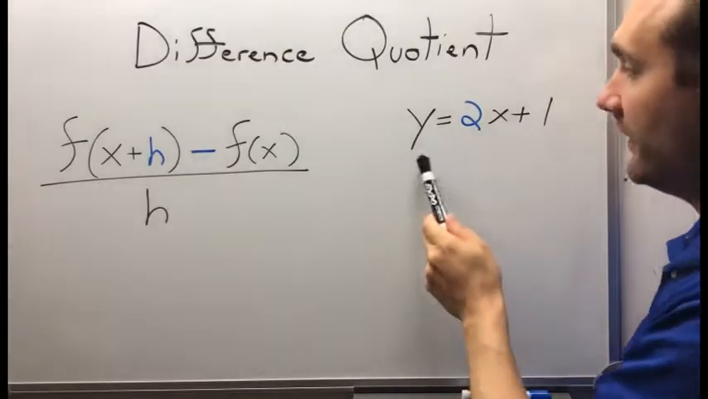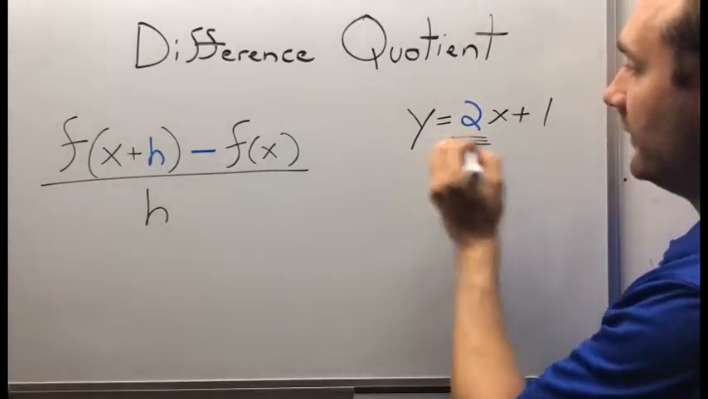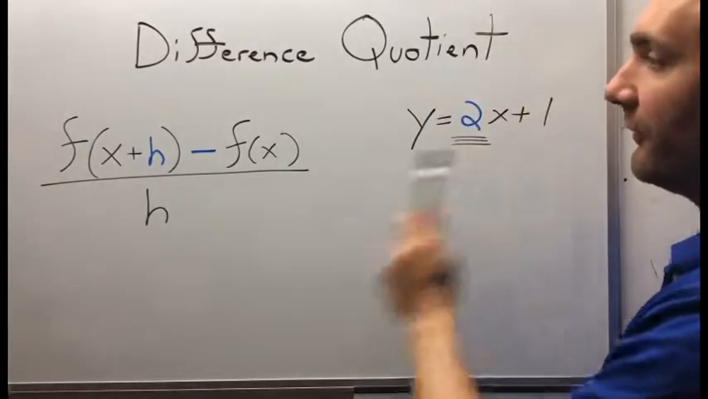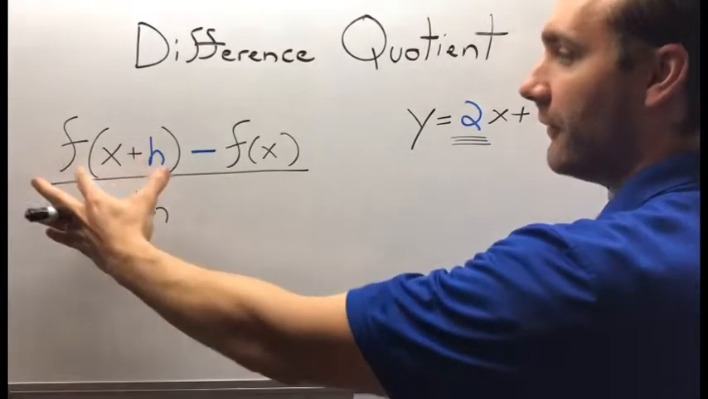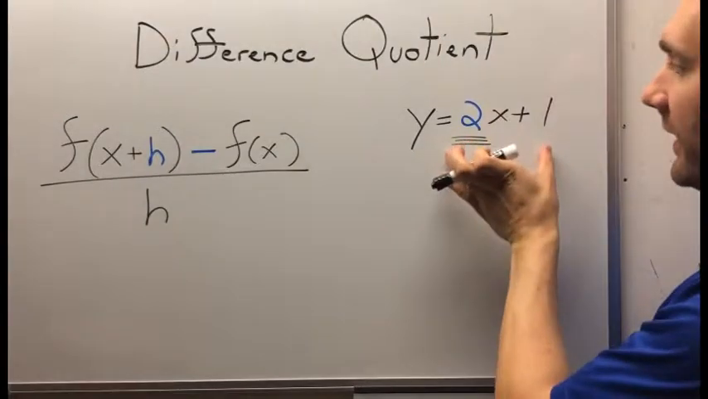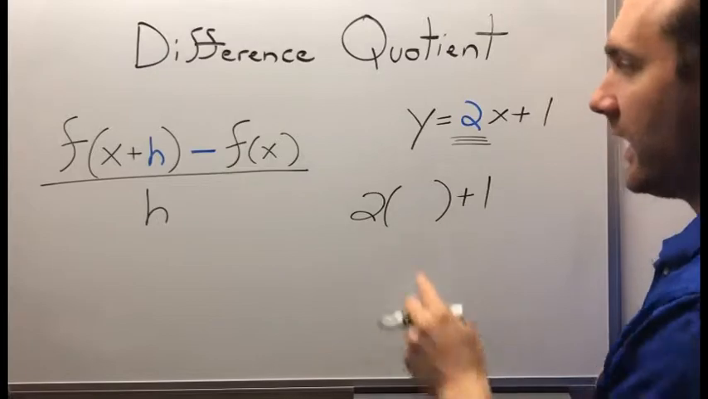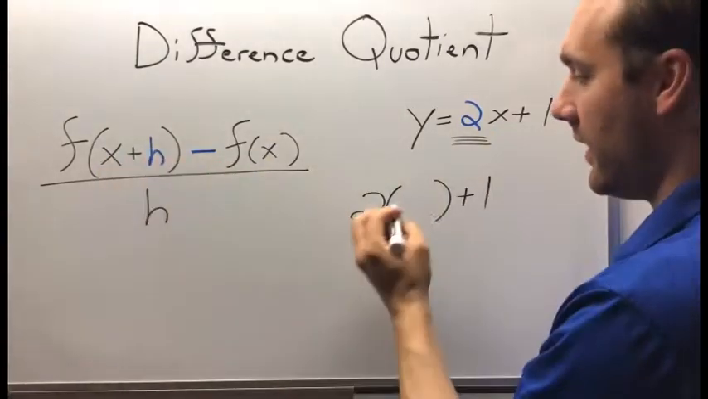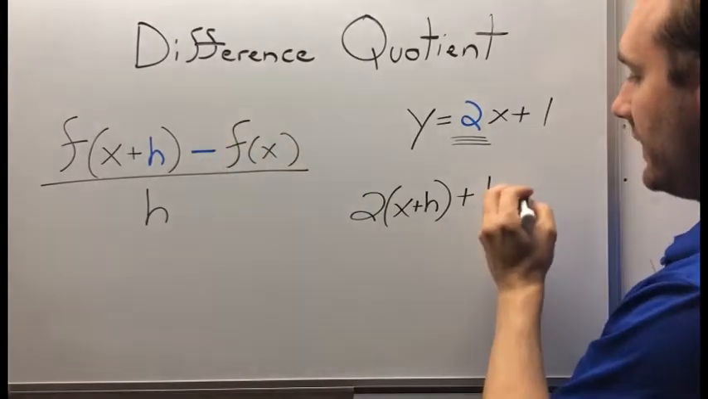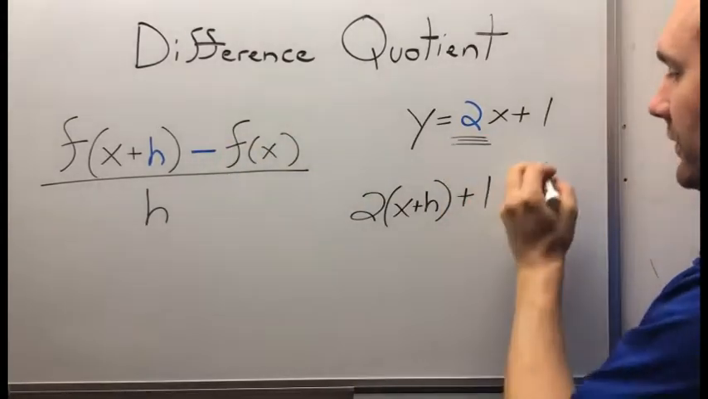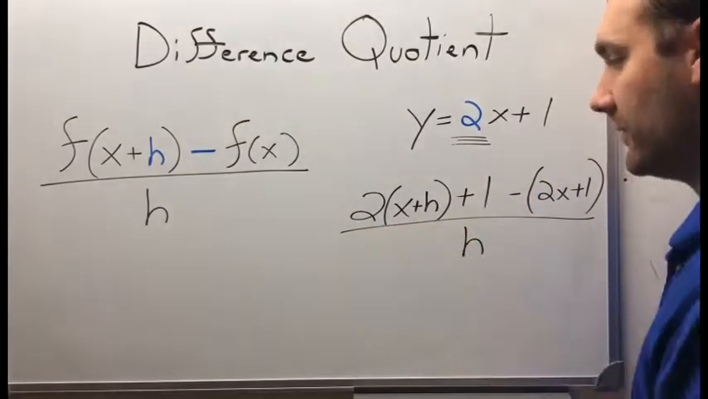Well, we know this function is a linear function, and it's in slope-intercept form, which means my slope is 2. So let me see if I can plug in this function here and still end up with 2. So f of x plus h, which means I have to take this function, 2x plus 1, and instead of x, I need to add in x plus h. Here, I'm subtracting my function, which is 2x plus 1, and that is all over h.